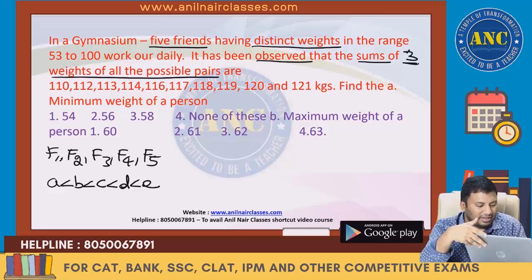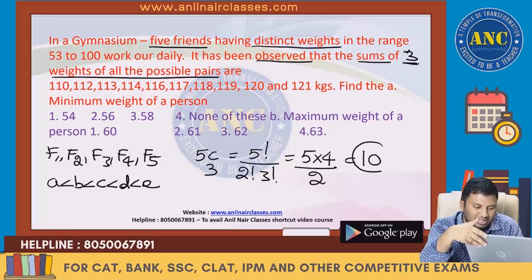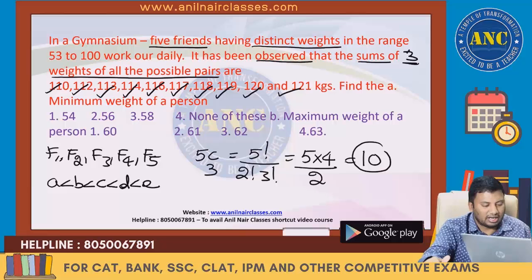Sum of the 3 weights. Out of 5, I am selecting any 3. So these are nothing but 5 factorial by 2 factorial, 3 factorial. So 5 into 4 divided by 2, total 10 ways I should get. 1, 2, 3, 4, 5, 6, 7, 8, 9, 10. So there are 10 weights.